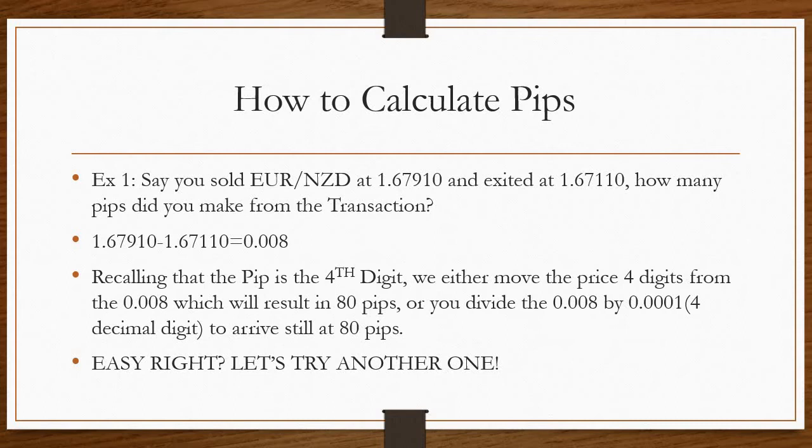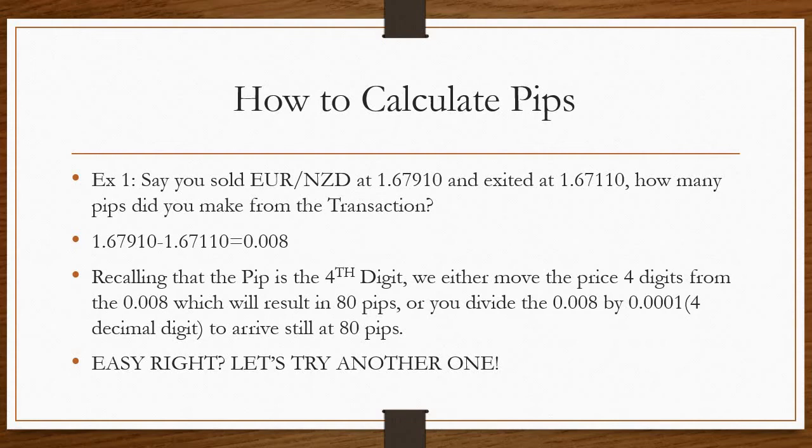Or you could just divide it by 0.0001. That is 4 decimal digits. You're still going to arrive at 80 pips. So say you didn't get this value, you got 0.00 any other value, just take that number. That is a whole number. That's like a standard formula.